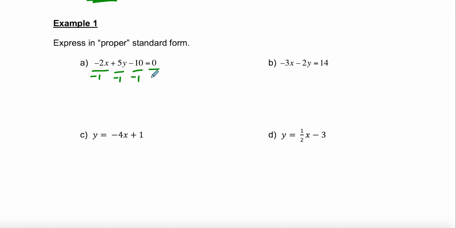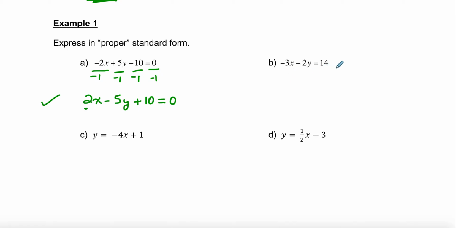And you might be thinking, why are you allowed to just do that? Whatever you do to one side of the equation, you do the same thing to the other side, it's allowed. So when I divide all of these, the signs all change. I get a negative 5y, a positive 10, and 0 divided by negative 1 is just 0. So now I'm happy. This is called proper standard form. The first term has to be positive. Like I said, we don't even care that the 5 is negative. Nobody cares. It's just this first term, this a value, that 2 is positive. So this one is done.